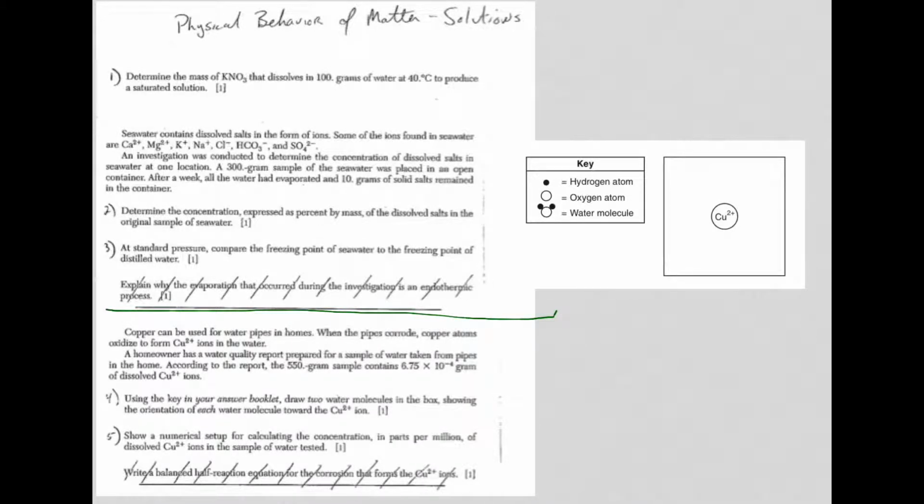Here are some more solution questions from the 2015 Chemistry Regents exams. We're starting here with question 4. So you have information up here, and now let's take a look. It's asking you to draw 2 water molecules in the box showing the orientation of each water molecule toward the copper 2+ ion.